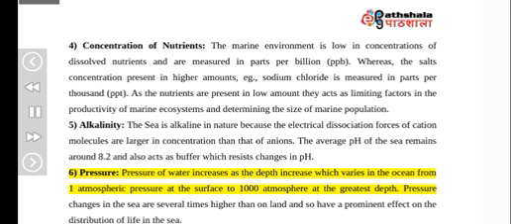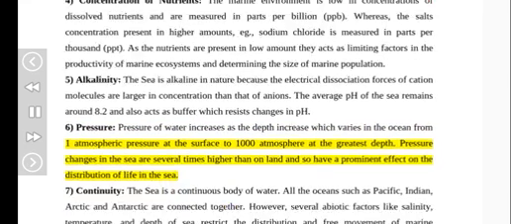Pressure of water increases as the depth increases, which varies in the ocean from 1 atmospheric pressure at the surface to 1000 atmospheres at the greatest depth. Pressure changes in the sea are several times higher than on land and so have a prominent effect on the distribution of life in the sea.